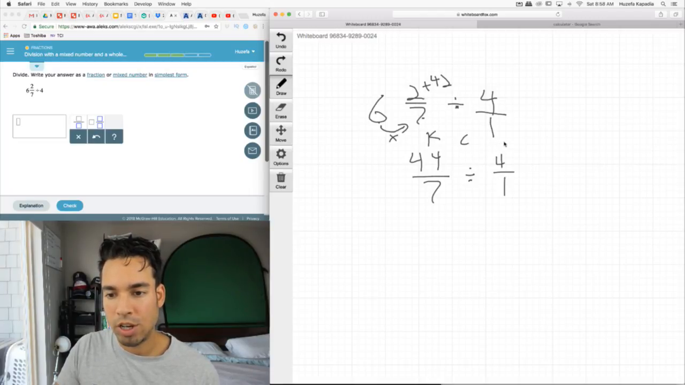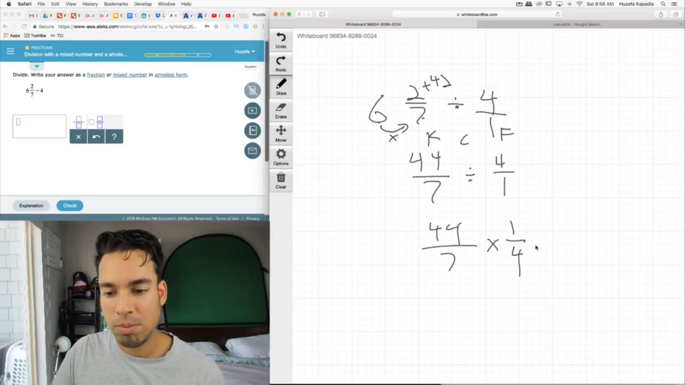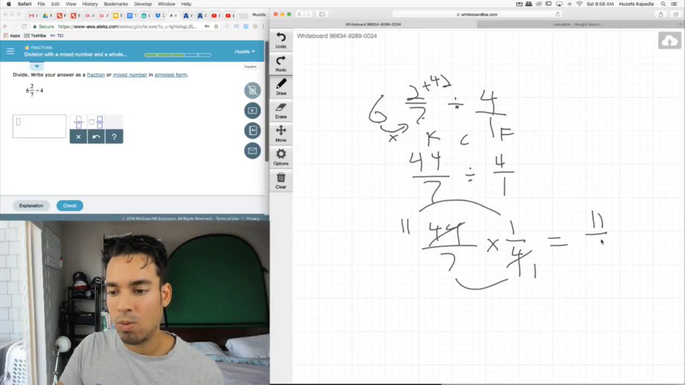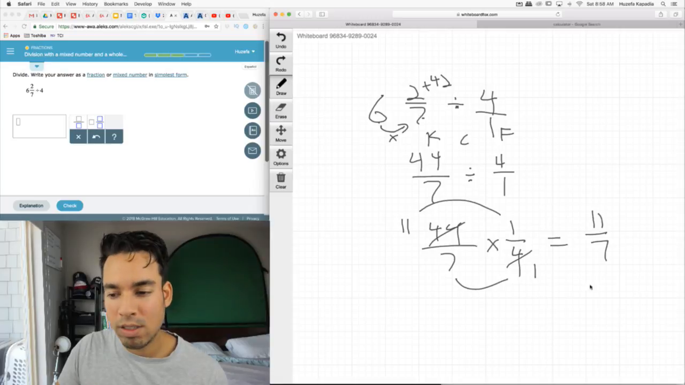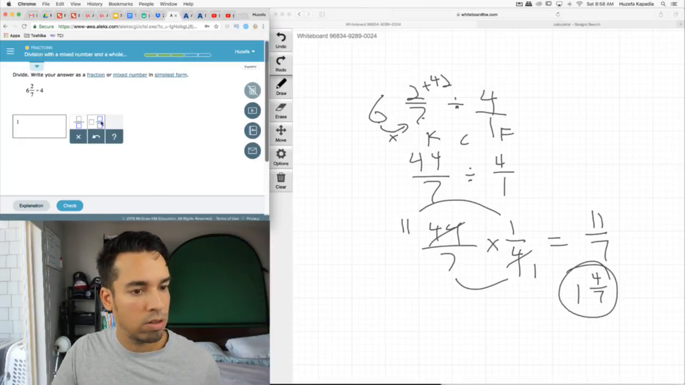Let's do keep, change, flip. Keep that one. Change this to multiply and flip that to 1/4. Now we can actually cross simplify on this one. 44 and 4 can both be divided by 4. This is 1, this is 11. Multiply across, we get 11 over 7. Pull 1 7 out, so this becomes 1. We take 7 out of 11, we got 4. 1 and 4 sevenths.